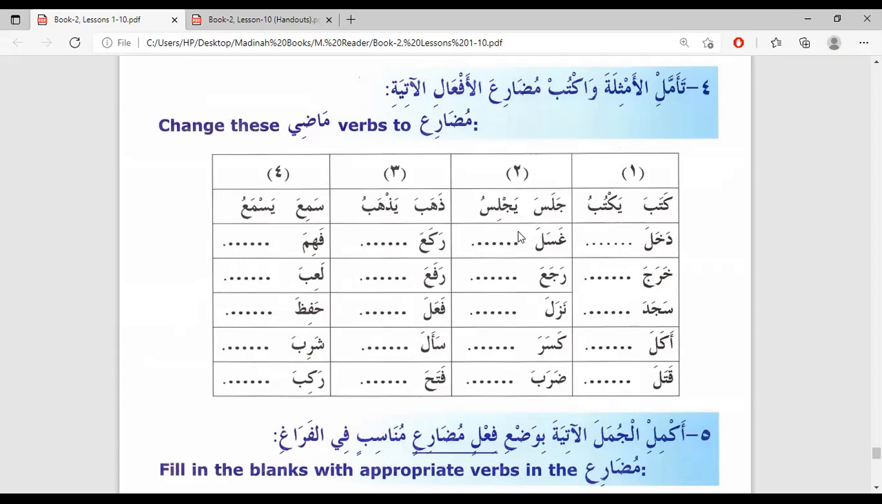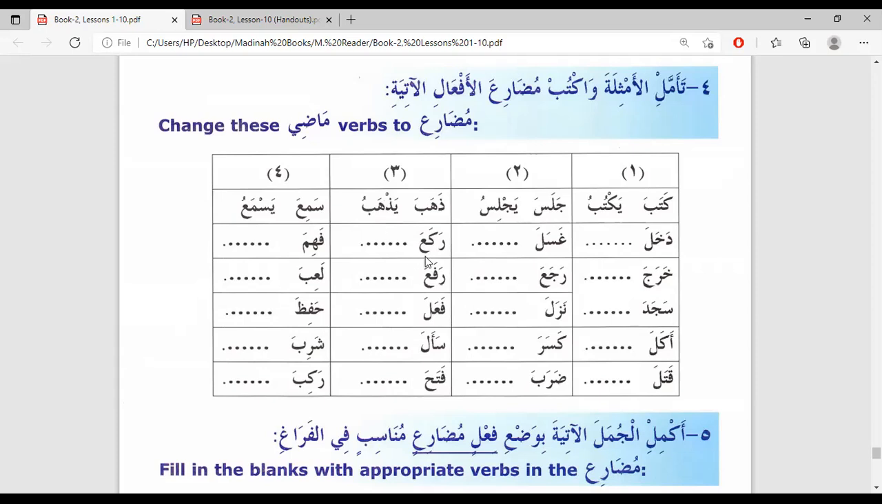Okay, now we have the pattern of Daraba Yadribu. So we have Jalasa Yajlisu. Ghasala, he washed. Yaghsilu, he washes. Raja'a, he returned. Yarji'u, he returns. Nazala, he came down. Yanzilu, he comes down. Kasara, he broke. يكسر, Yaksiru, he breaks. Daraba, he hit. And Yadribu, he hits. Dhahaba, he went. So Yadhabu, he goes.